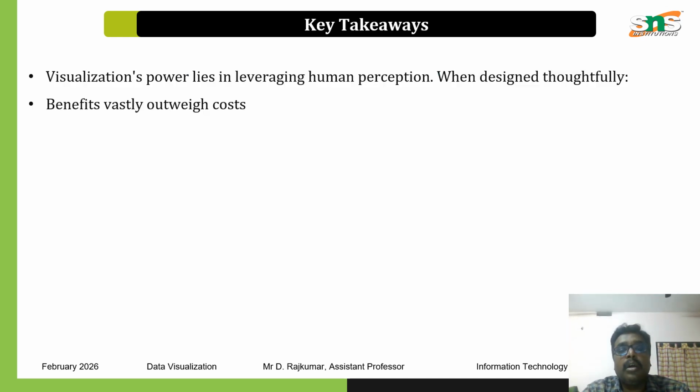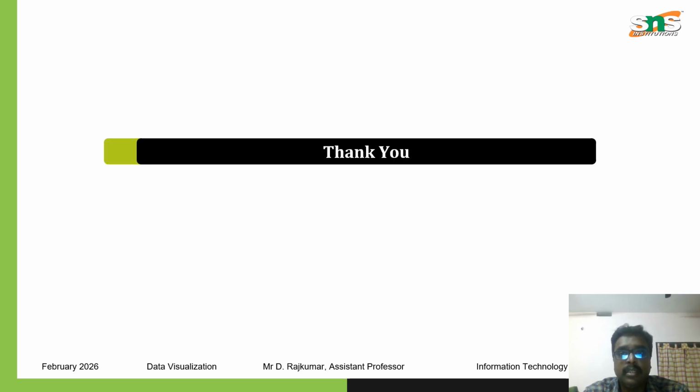So what we confirm is that the power of visualization, leveraging human perception, is very high when applied thoughtfully, and its benefits vastly outweigh its costs. Everything has to be done correctly. If it is done correctly, it gives you a massive advantage in taking better decisions for your organization.